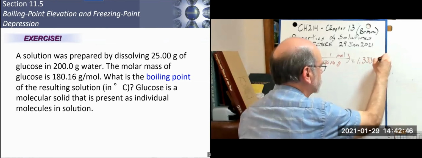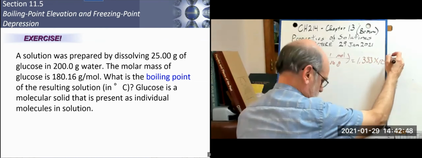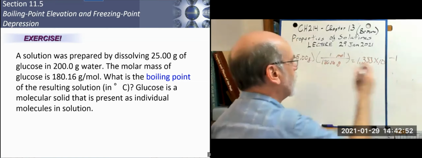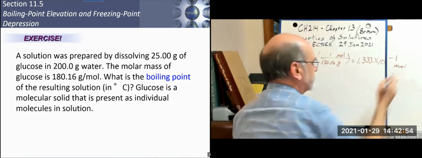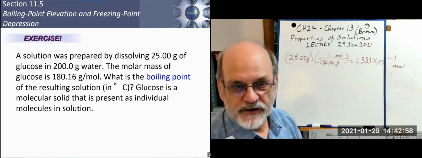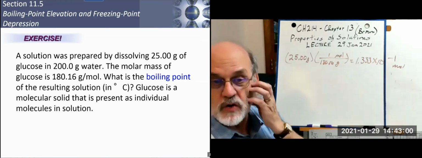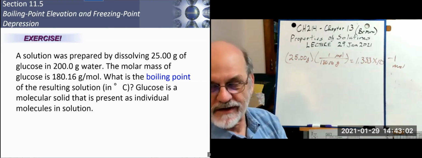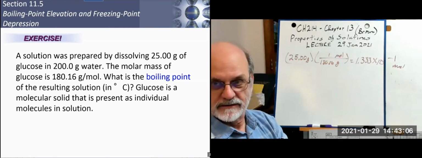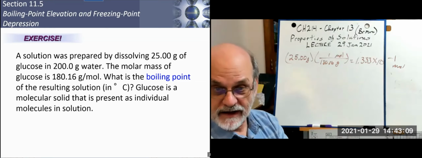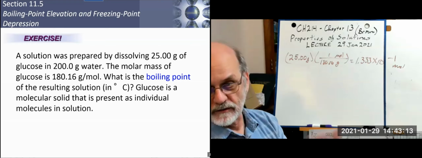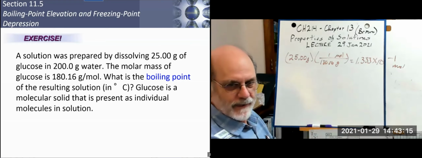1.388 times 10 to the minus 1 moles. Okay, now we've got our solvent is 200 grams. So how many kilograms is that? That's 0.2, right? 1,000 grams in a kilogram, and 200 ratio to 1,000 is 0.2. So you have 0.2 kilograms, right?